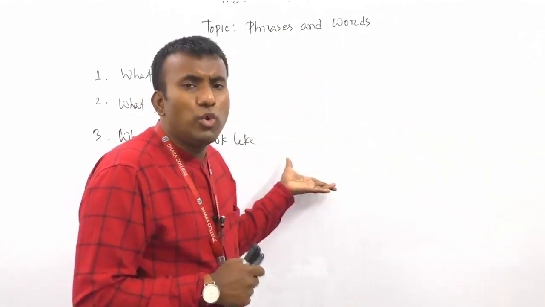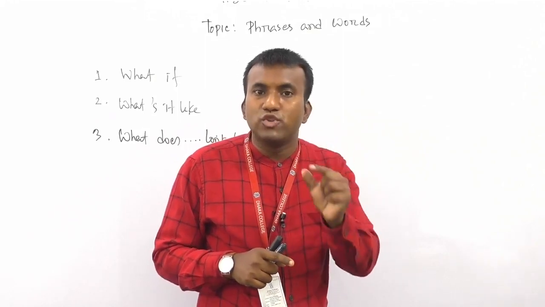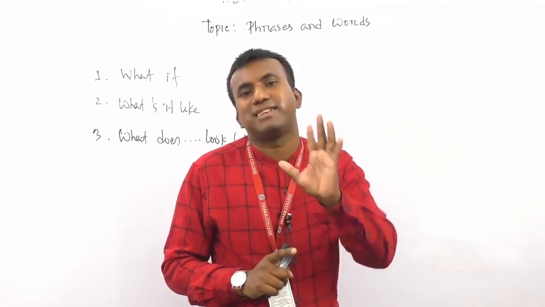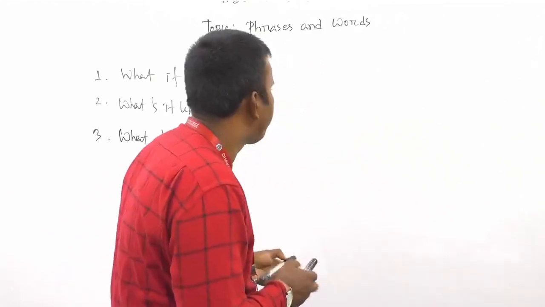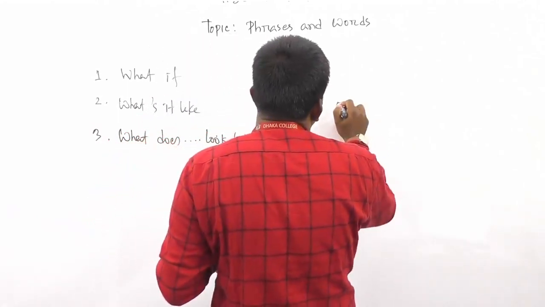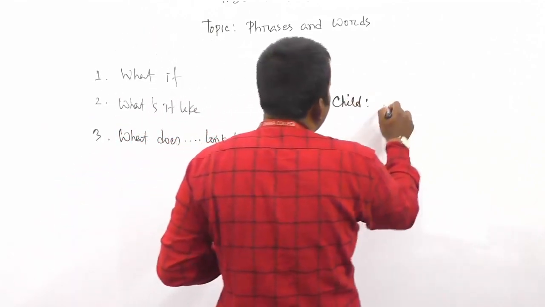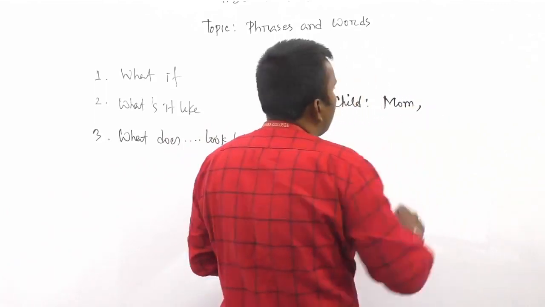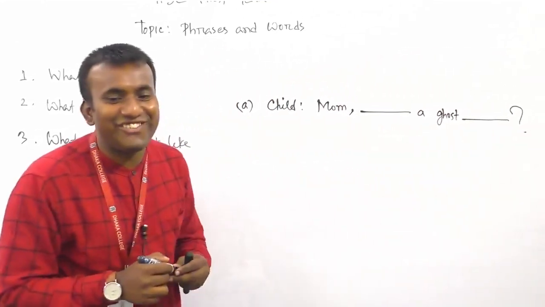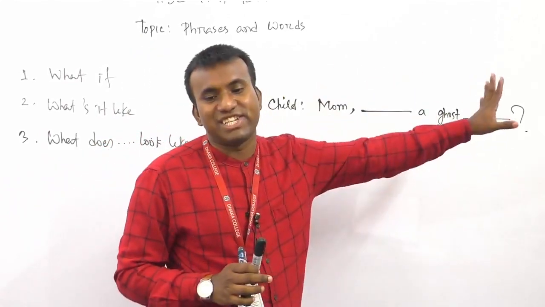I'd like to give you an example. We will make a question with what does blah blah look like. But what does blah blah look like is usually used to get information about something which is not seen by someone. For example, suppose this is question number A. A child is having a question. Child: Mom, dash a ghost dash. Look at this, this is a very interesting line. The child is asking his or her mother: Mom, dash a ghost dash.